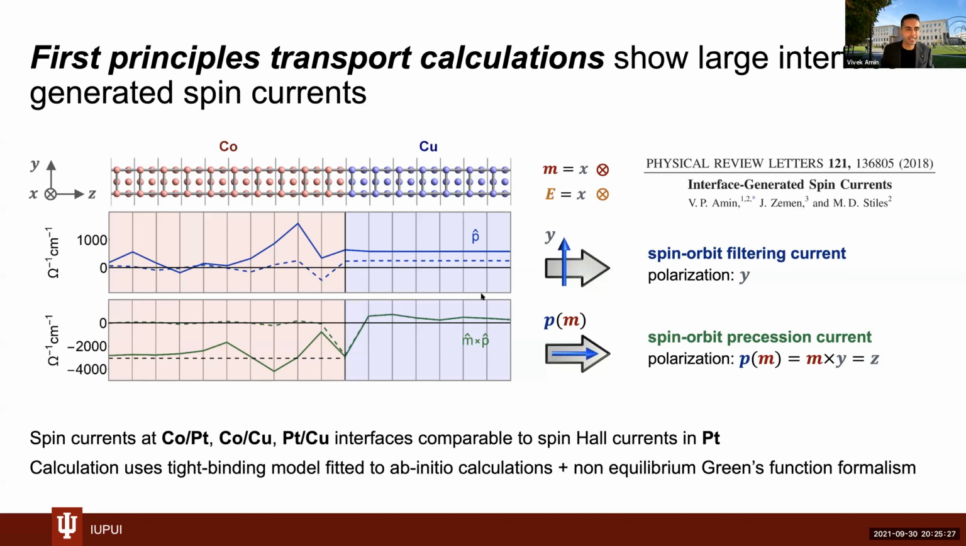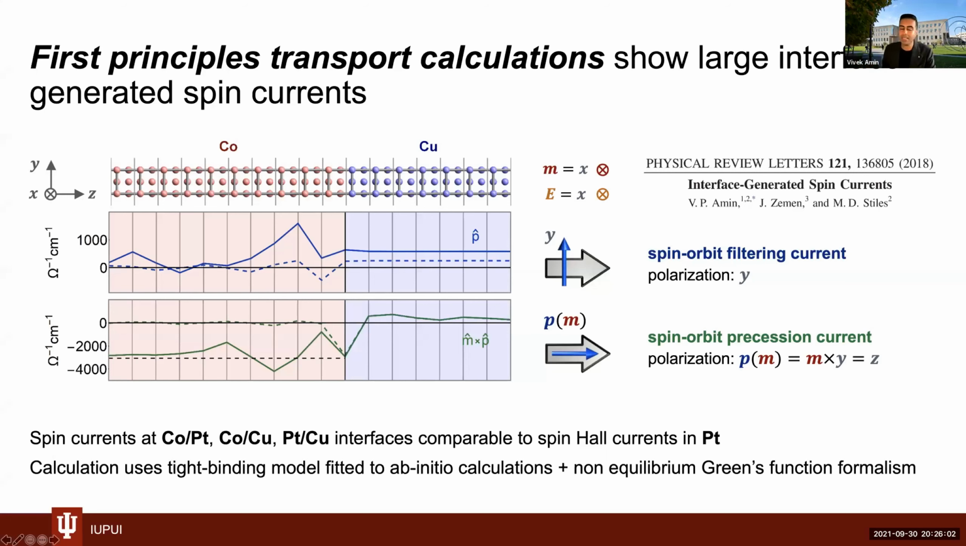The blue curves represent the spin currents of this orientation, where the flow is out of plane, but the spin is along the y direction. That's the orientation that would come from this spin-orbit filtering effect I just referred to. Then in the green curve, we're looking at a more unconventional spin current where the flow and the spin direction are in the same direction. Just to remind you, this is not something you get from the spin Hall effect. This is something that's distinctly different, and that is the type of orientation that would arise from the spin-orbit precession effect that I talked about earlier.